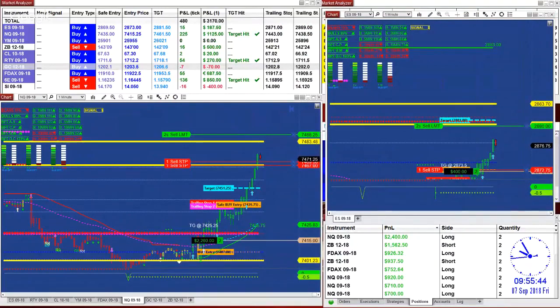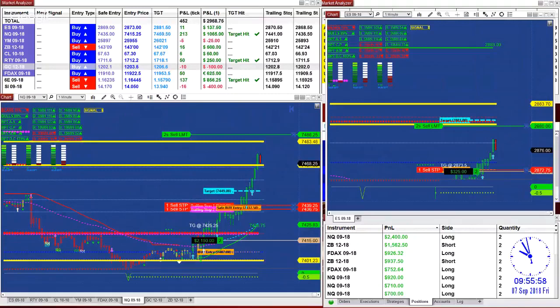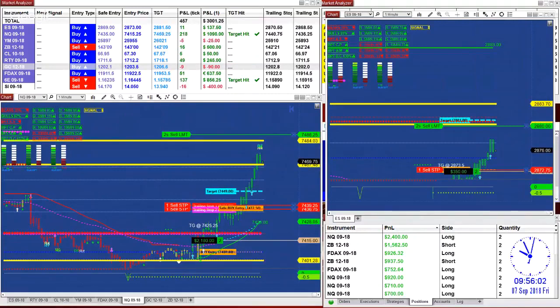2880 is a very reasonable target on the ES. It's not gonna go above that. Let me pull those back a little bit. The ES target at 2880 is a very reasonable exit time on this one here.